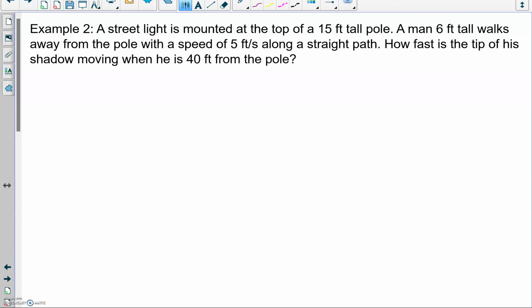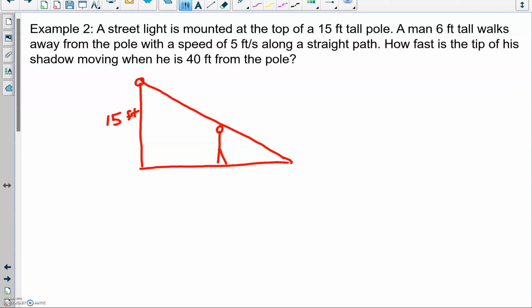Well, I'm going to go ahead, again, draw a little picture here. So let's say this is the light pole, 15 feet tall, light at the top. Man 6 feet tall is walking away. I'm going to draw this, man walking away a little further away just so I can get a shape here. And the tip of the shadow is going to be cast by the light shining down. And if I draw this, looks like I've created a triangle here.